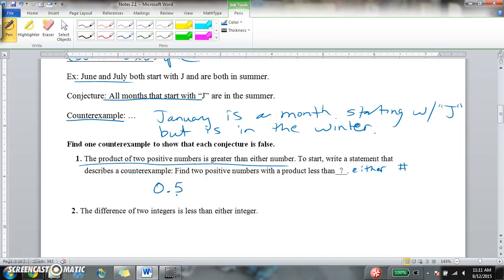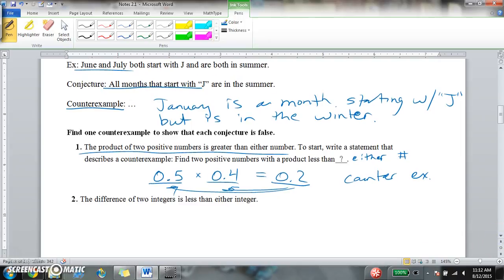If I take two numbers that are smaller than 1, 0.5 times 0.4, and multiply those two numbers together, I get 0.2. Let's go back to my original conjecture. It said the product of two positive numbers, and 0.5 and 0.4 are two positive numbers, is going to be greater than either of those two numbers. Well, 0.2 is not bigger than 0.4, and it's not bigger than 0.5, so this is a counterexample. It proved our conjecture is false.